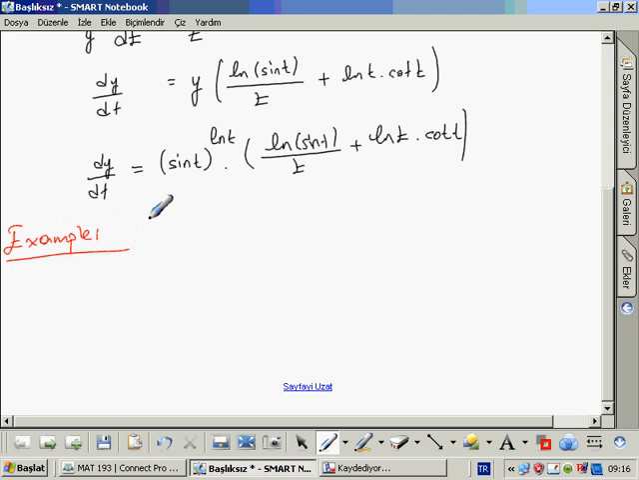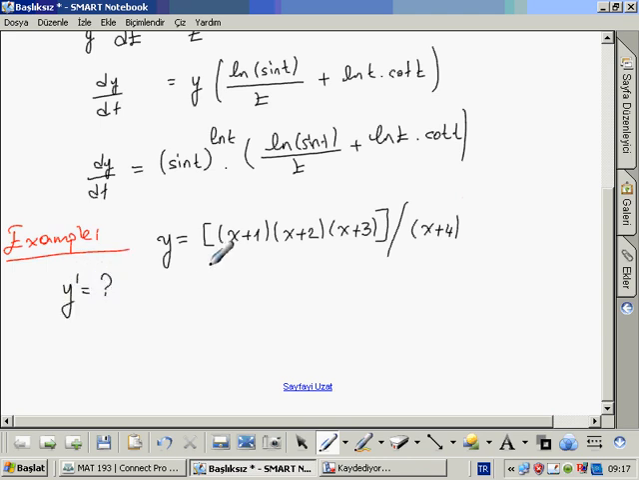And another characteristic logarithmic differentiation example, maybe not logarithmic, but you can obtain it. Firstly let me write the question. If y equals x plus 1 times x plus 2 times x plus 3 over x plus 4, what's the y prime?